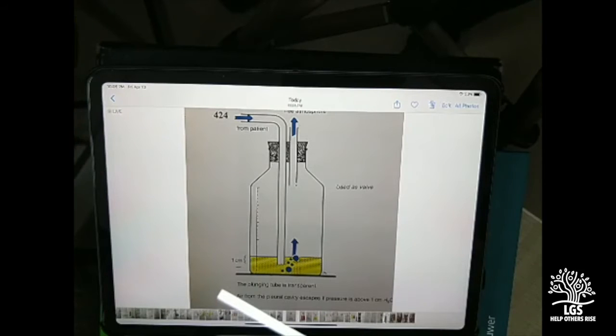Is it okay? Please, somebody should type if it is okay. Moni, can you type it is okay?